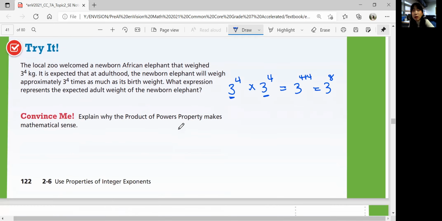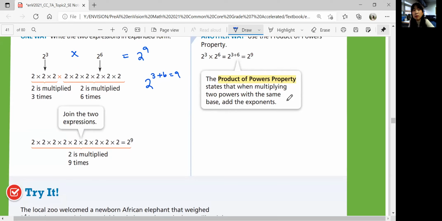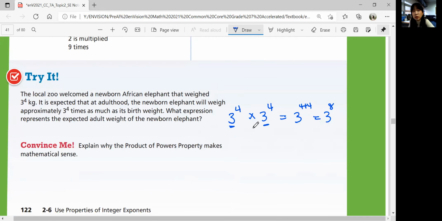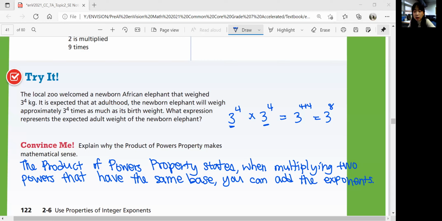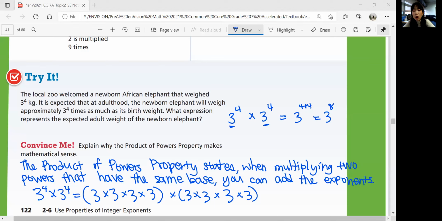Convince me. Explain why the product of powers property makes mathematical sense. Why does it make sense? Do you know how to explain? Well, what does the property say? It says that when multiplying two powers with the same base, you can add the exponents. Right? So can you give me an example using maybe base of 3? Okay, let's first write down the property and give an example using the base 3. First write the product of powers property. It says when multiplying two powers that have the same base, you can add the exponents. And then give me an example.